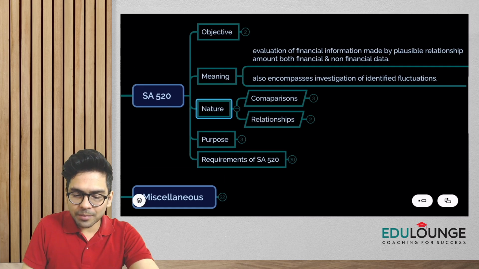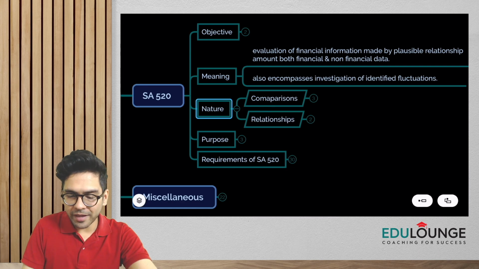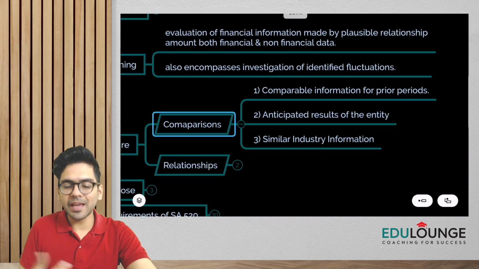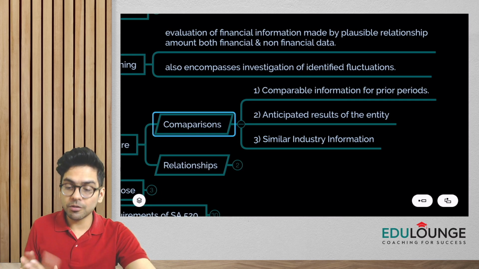Now, when I say, guys, the nature of analytical procedure, all of you already know this. Either we can go for comparisons. When I say comparison, it can be with respect to the figures of the previous year, comparable information for prior periods.